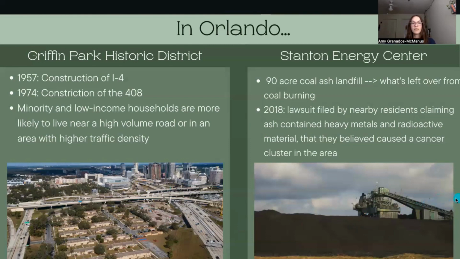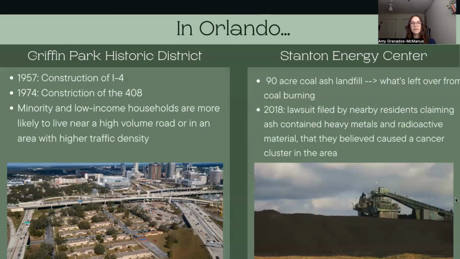Following this, in 2018, a lawsuit was filed by nearby residents claiming ash contained heavy metals and radioactive material that they believed caused cancer clusters in the area. The lawsuit claimed that the contamination made surrounding areas a health hazard for residents, especially young children, and that the area should be fully cleaned up.